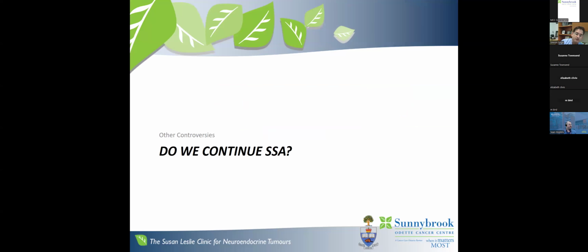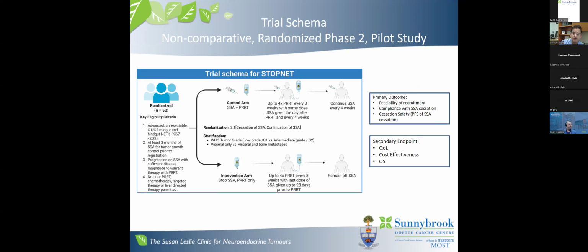The other big area I just want to highlight is continuing the SSA. What we do now is we have patients who are on SSAs. When we start PRRT, we do continue the SSAs, and the product label says to continue the SSAs for 18 months. We're not sure if this is needed. Some of you may be aware we have a cooperative research group with Australia and New Zealand called ComNets, between Canada, Australia, and New Zealand. And we've actually got funding for our first global clinical trial through ComNets.